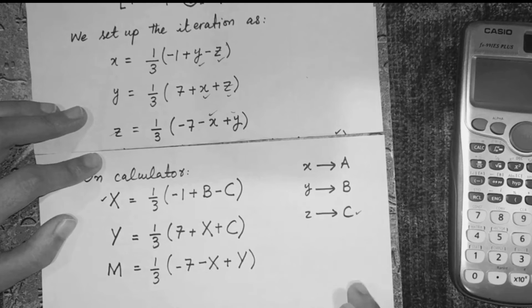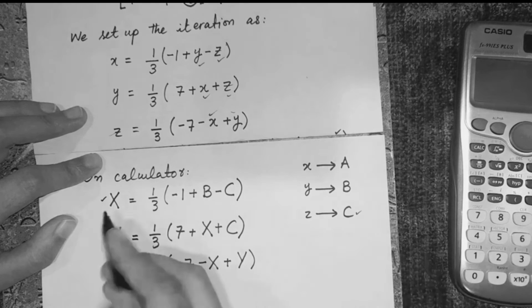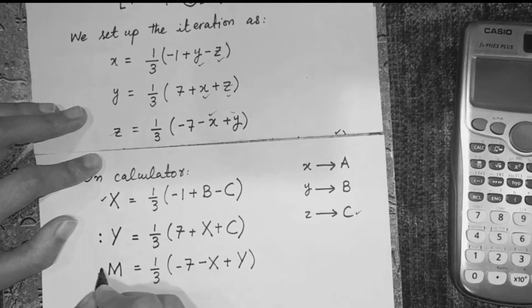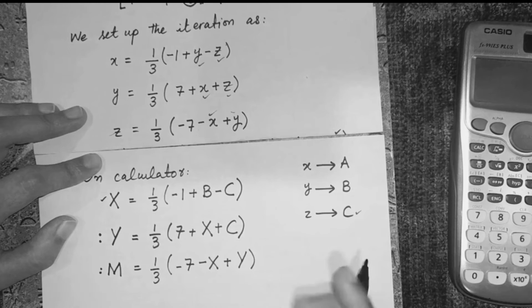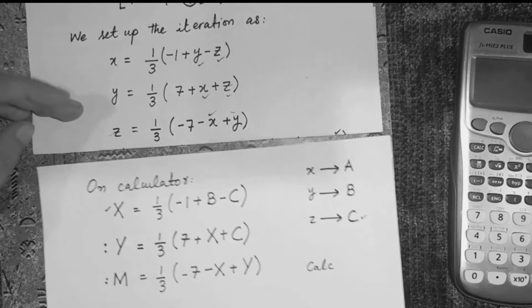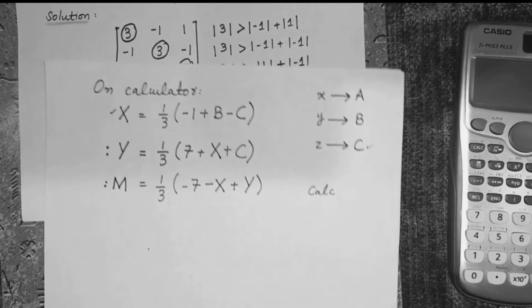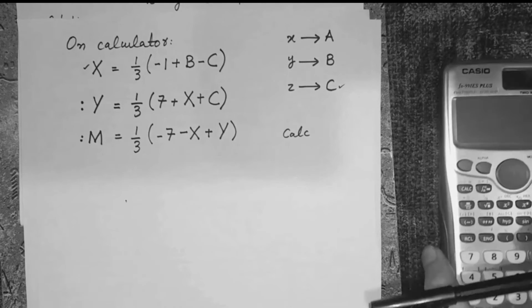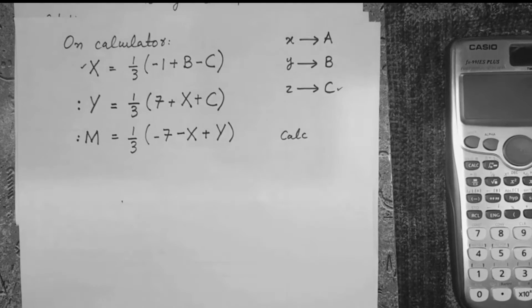For writing a program on the calculator, we have to follow two more steps. We have to put a colon here, and after writing this whole thing, we'll just press the button CALC. I'll tell you later on. Okay, and we just have to write this formula on the calculator.